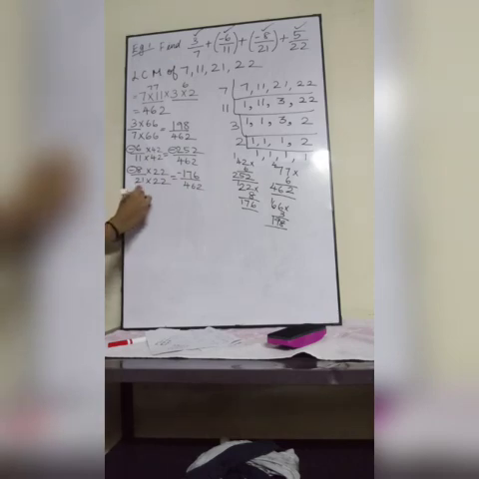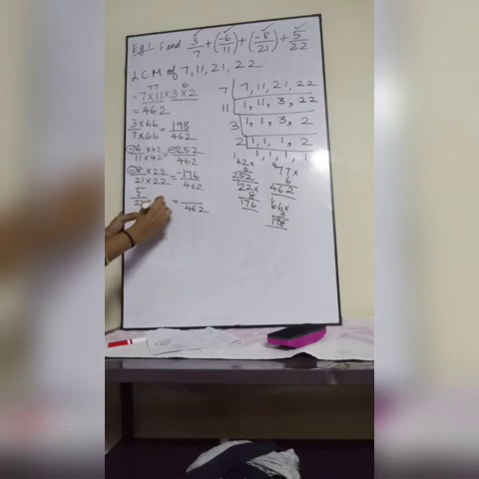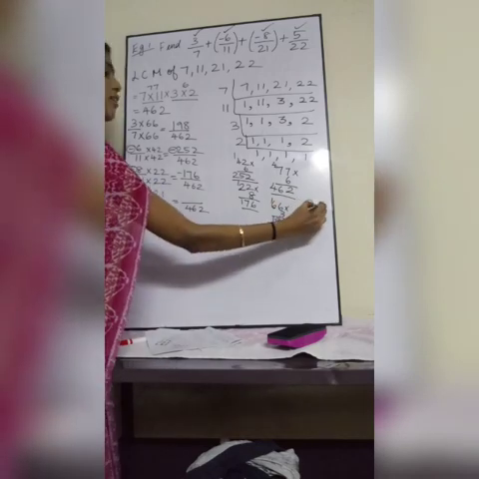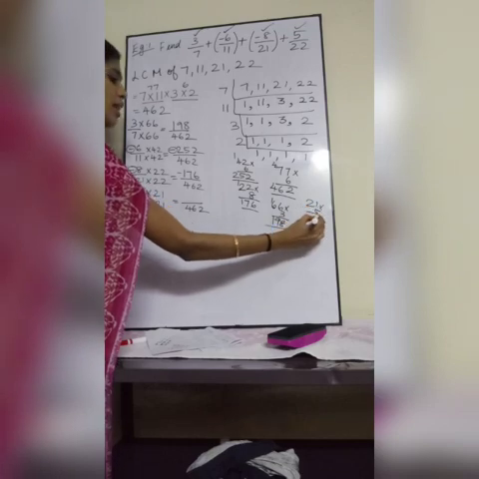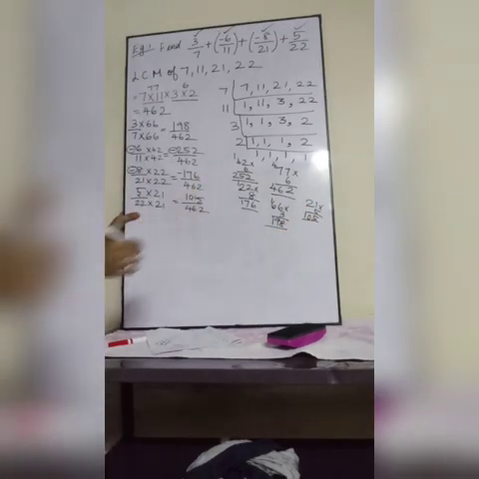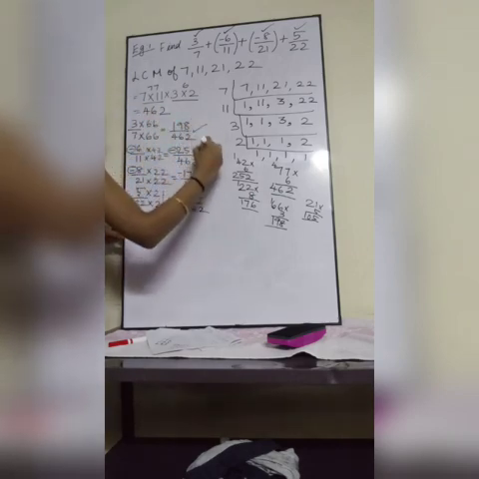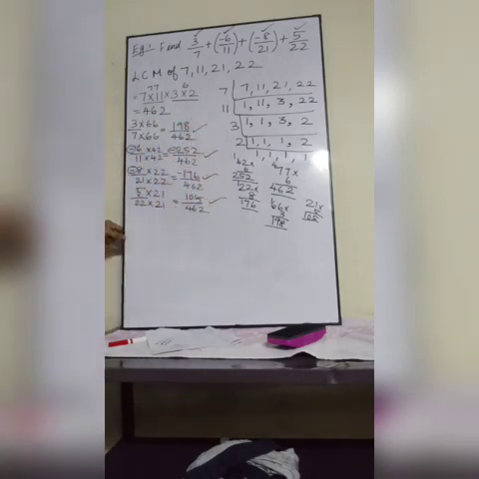Next, 5 by 22. So what is your answer? You have to get 462 in the denominator. So 22 into 21, here also into 21. Now 21 into 5. 5 twos are 10, 105. So all the fractions we have changed so that the denominators are the same. Now what are we going to add? All these four things we are going to add, right?